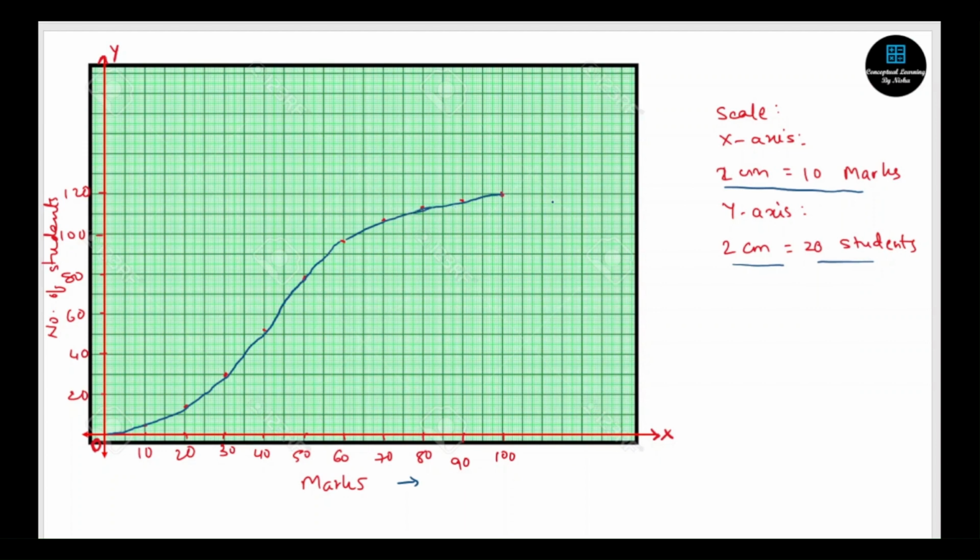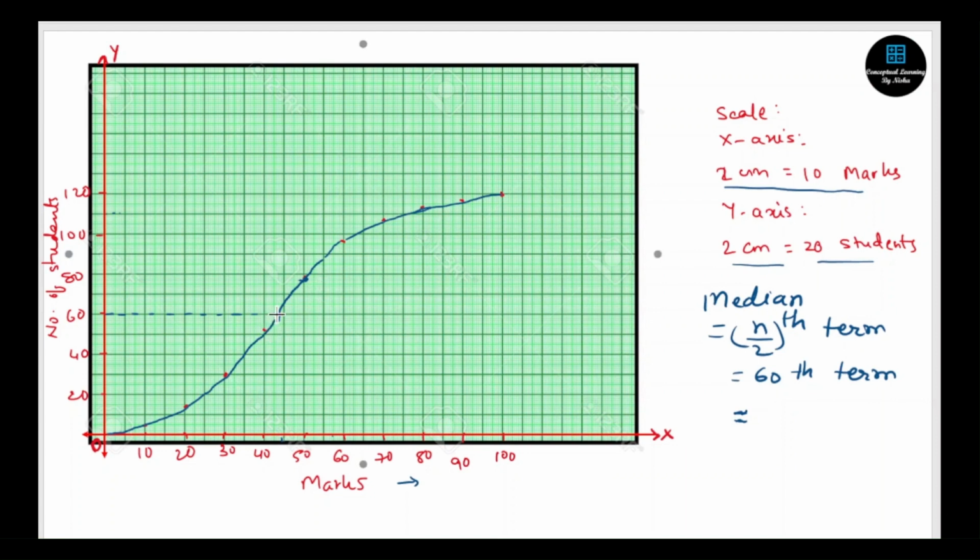Now based on that we have to find the median. We know that the median equals the n upon 2th term. n is 120, so the 60th term. The 60th term is here, and if I go along with this, use a ruler if you want, I'll just put a straight line over here. So what do I get?